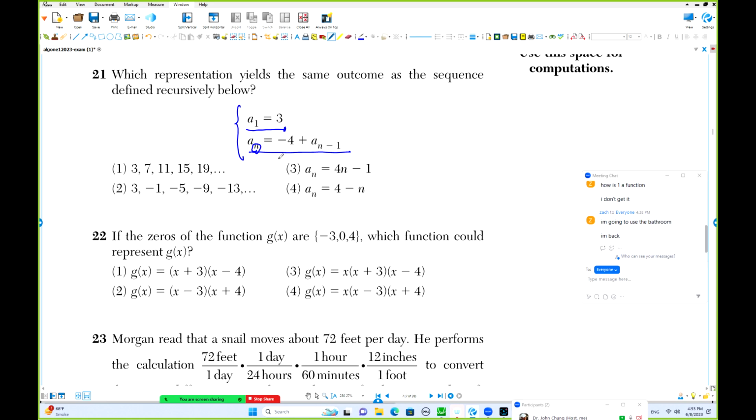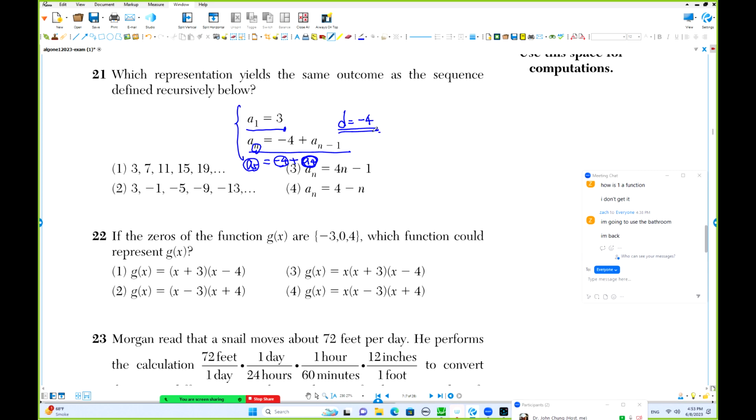Here a_n equals negative 4 plus a_(n-1). Between these two, from the previous term, when you add negative 4, you get the next term. So the common difference is negative 4. That's the meaning. Are you okay with this?